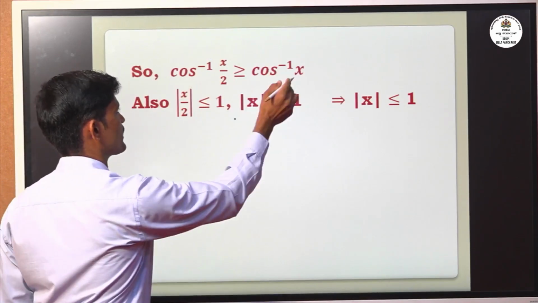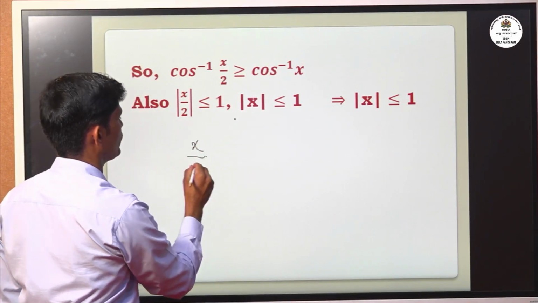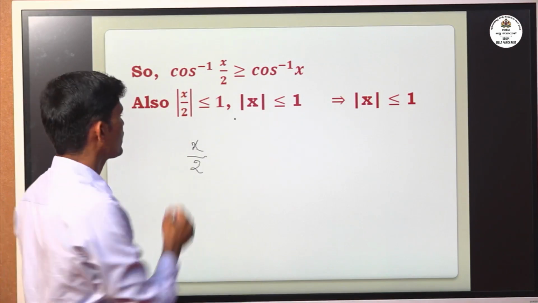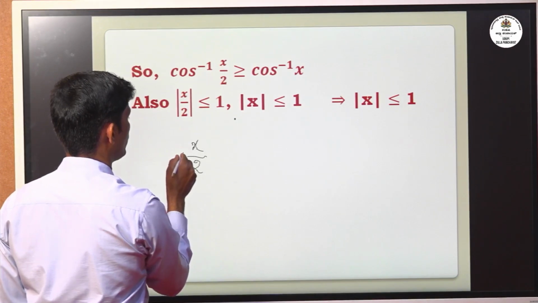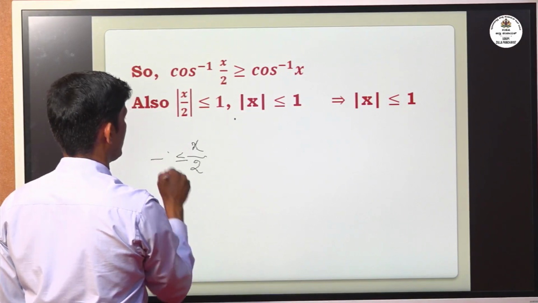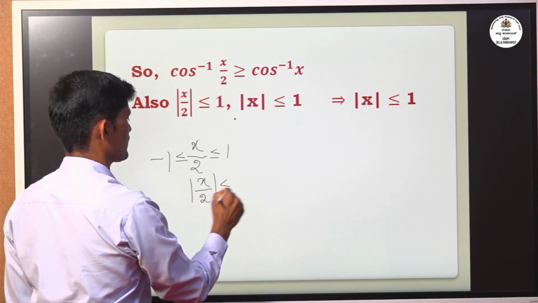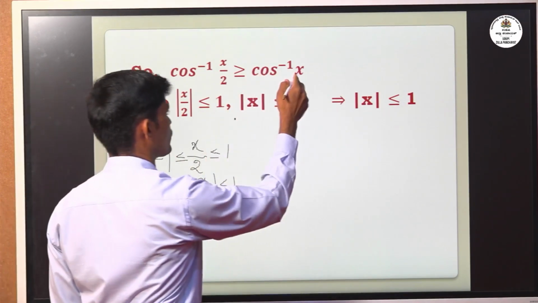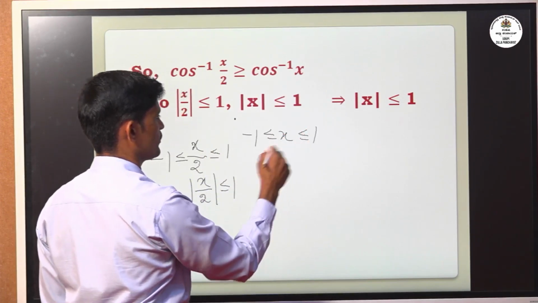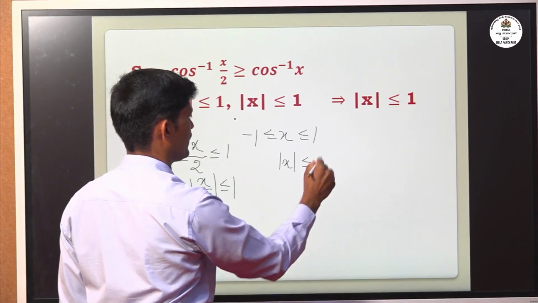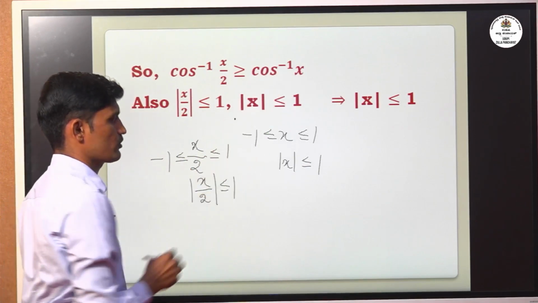Cos inverse x by 2 is greater than or equal to cos inverse x. Cos inverse of x means the domain of this function lies between minus 1 and plus 1, or if you use mod, it is mod x by 2 is less than or equal to 1. And for this cos inverse of x, x lies between minus 1 and plus 1. Therefore, mod x is less than or equal to 1. This is the domain of cos inverse of x by 2 and the domain of cos inverse of x.